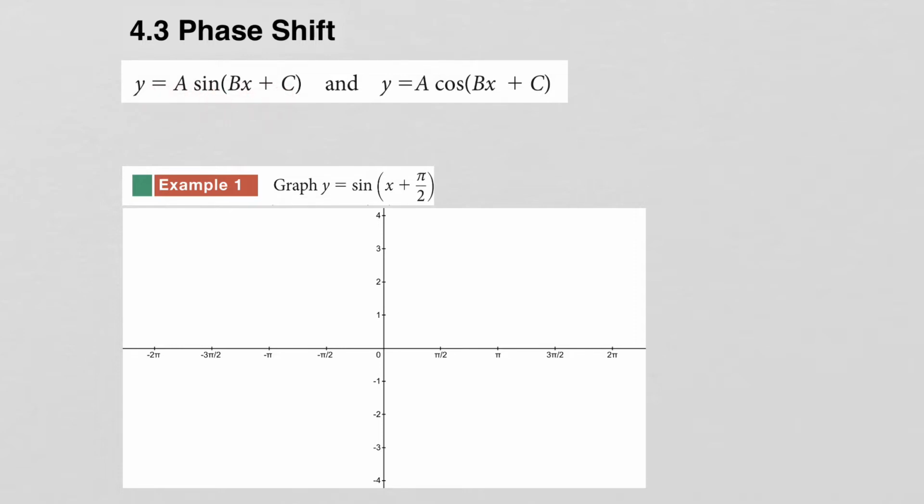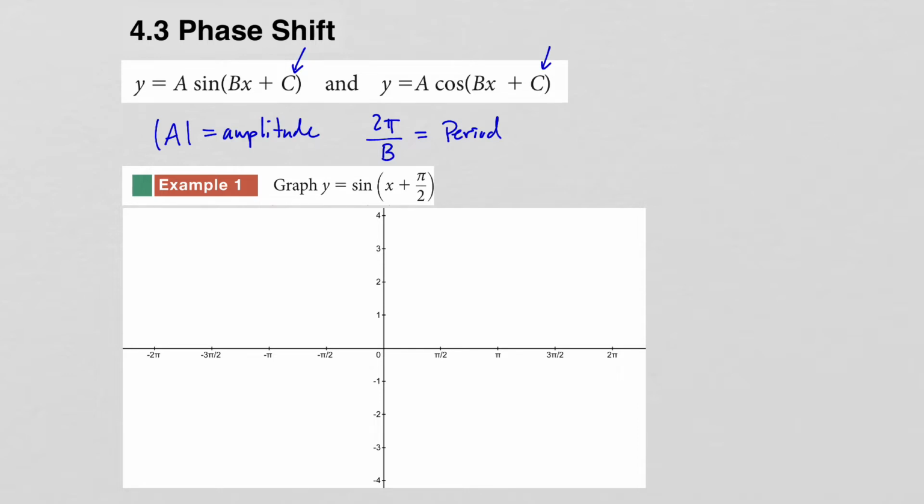of bx plus c, and y equals a times the cosine of bx plus c. And we already know that the absolute value of a is equal to the amplitude of the trig function. We know that 2 pi divided by b is equal to the period of the function. And now the question is, what does the value c do here?